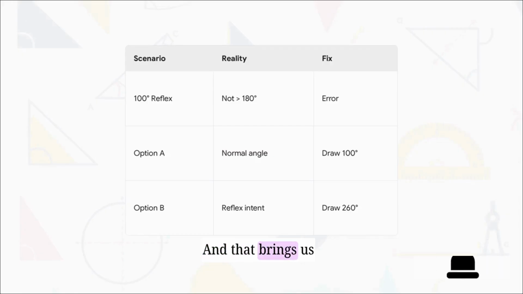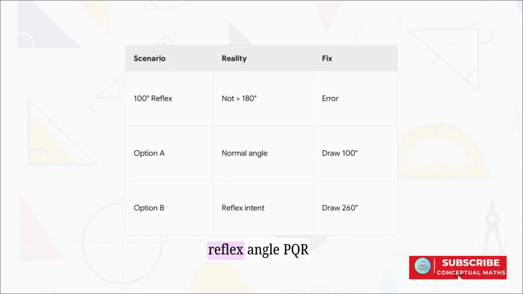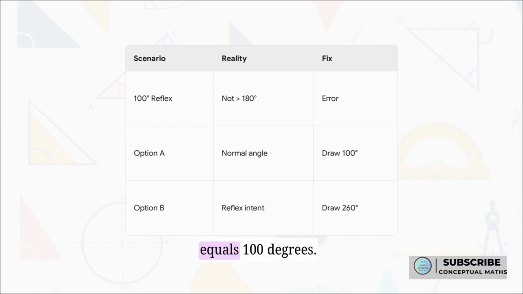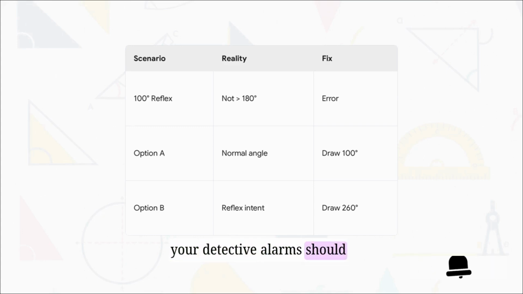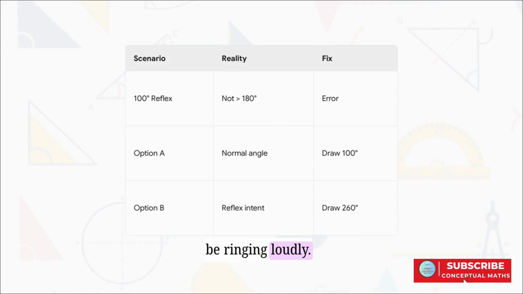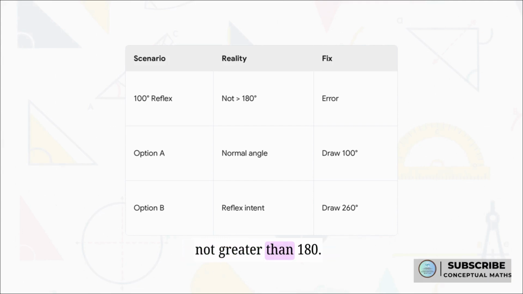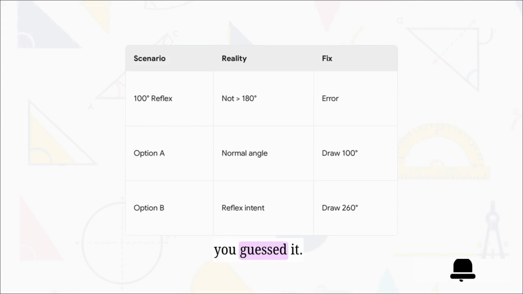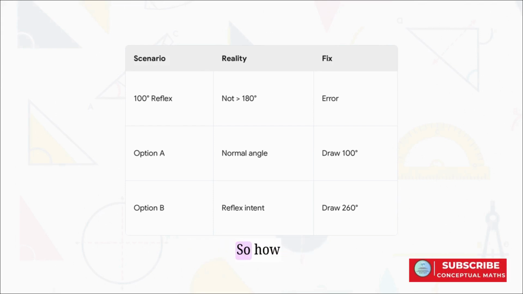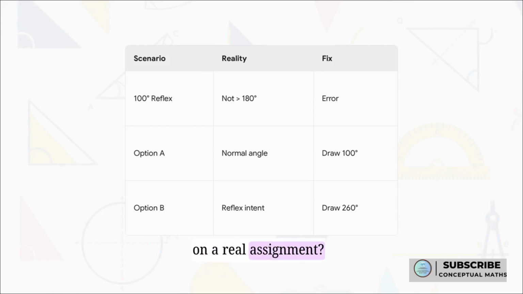And that brings us to our final trap in question 3b, a prompt asking for reflex angle PQR equals 100 degrees. By now, your detective alarms should be ringing loudly. 100 degrees is absolutely not greater than 180, so it physically cannot be a reflex angle. Yep, you guessed it, another printing error. So how do you handle this on a real assignment? Well, you have two great options.